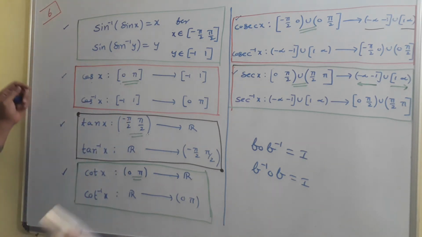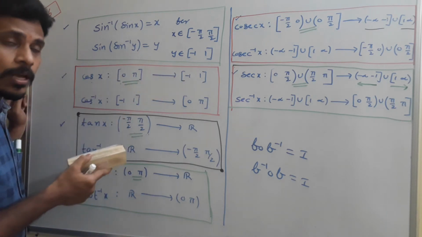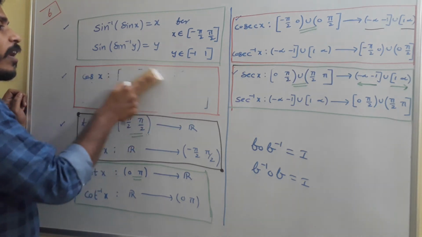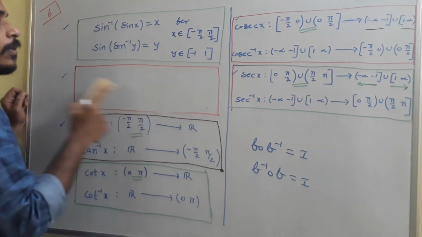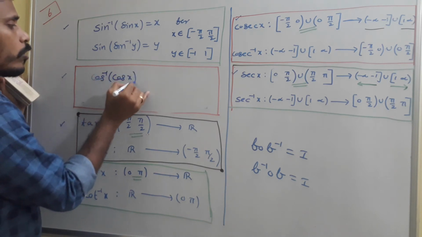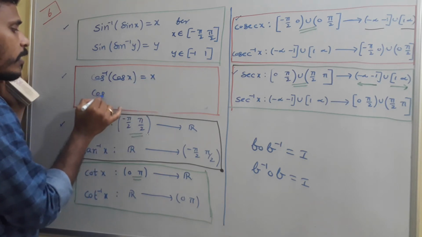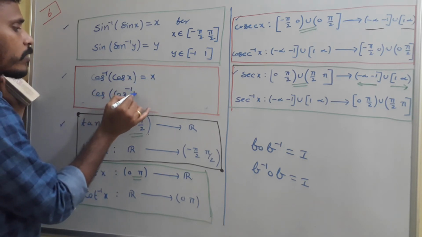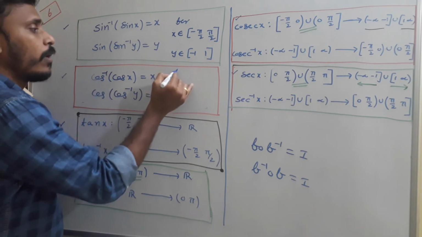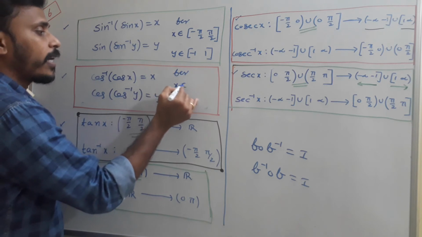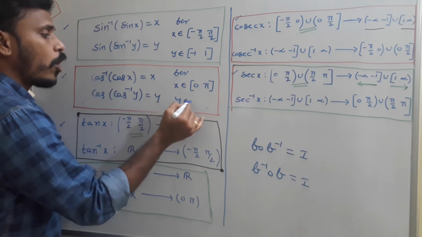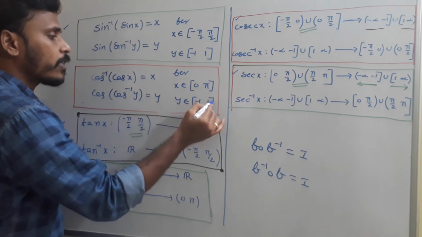Okay. Now I am rewriting this cos x and cos inverse x. So here 0 to pi and minus 1 to 1. When I try to rewrite this, just have a look. Cos inverse of cos x is equal to x, as well as cos of cos inverse y is equal to y. Again, these two are acceptable for x belongs to the closed interval 0 to pi, as well as y belongs to the closed interval minus 1 to 1.